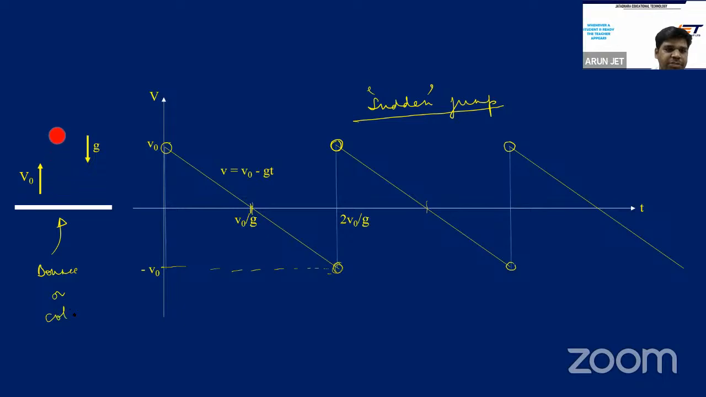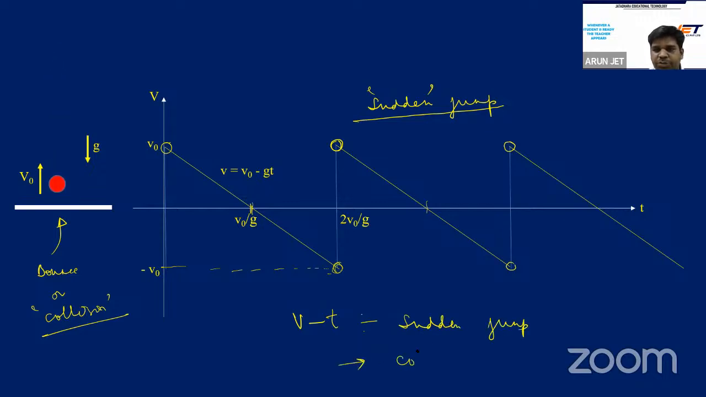So this rebound, or a bounce, or more technically a collision, in a phenomenon over here at the ground can be seen in the graph by a sudden jump in the VT graph. So the general statement is: if you see a sudden jump in the VT graph, that corresponds to a collision in the motion.